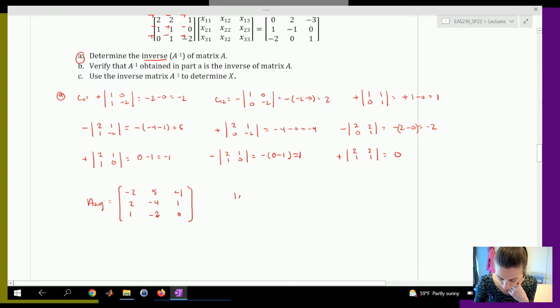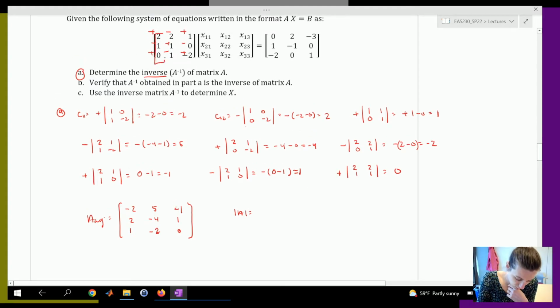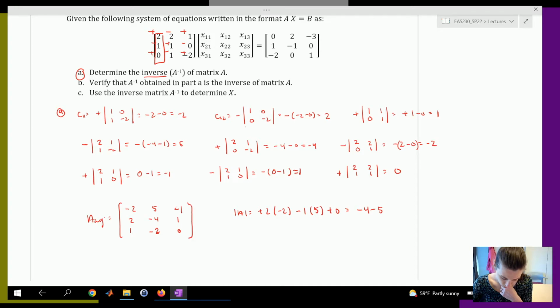I need to go ahead and find my determinant still, but I already have my cofactors, so I can easily find that. I'll use column 1 for kicks and giggles. So plus 2 times negative 2, its corresponding cofactor. Minus 1 times 5, its cofactor, plus 0. So that means negative 4, minus 5, although that should not be... I did something wrong. My determinant should be 0.